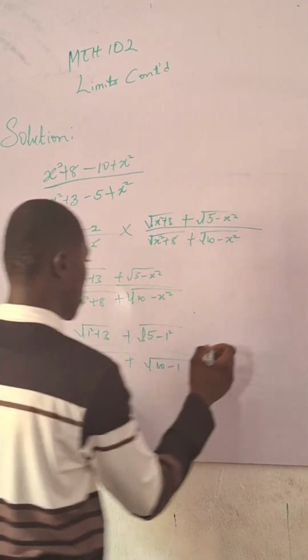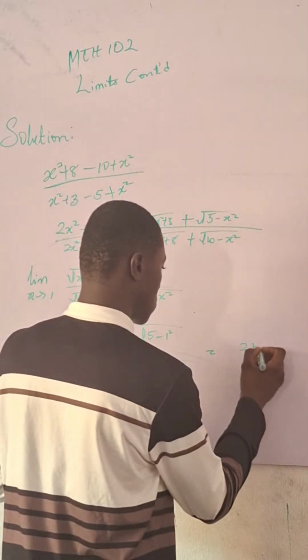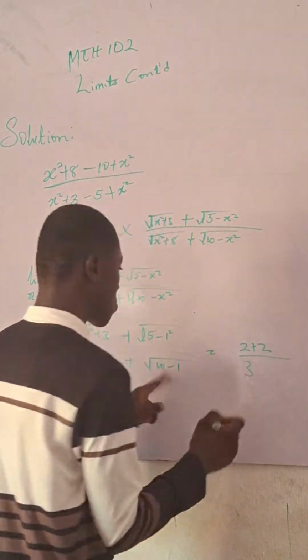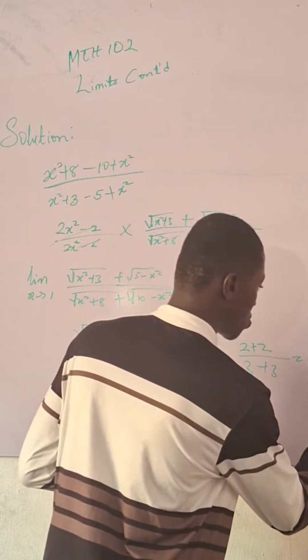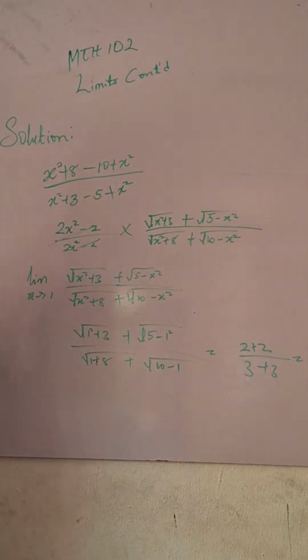So this will give me 4. Square root of 4 is 2. Square root of 4 here is 2. Then 9. Square root of 9 is 3. Square root of 9 is 3. So this will be 4 over 6, which is 2 over 3. Do you guys understand?